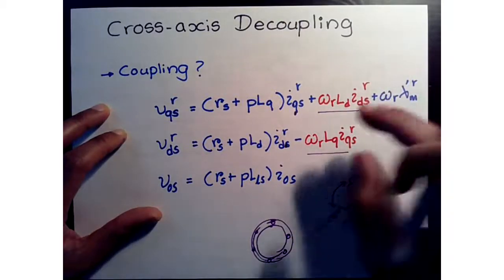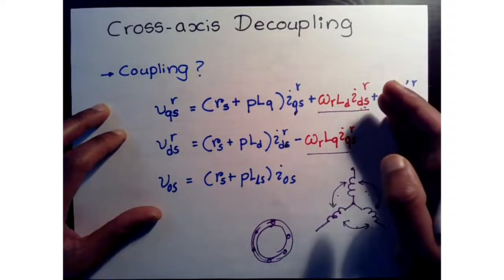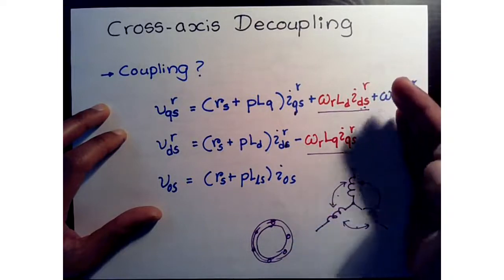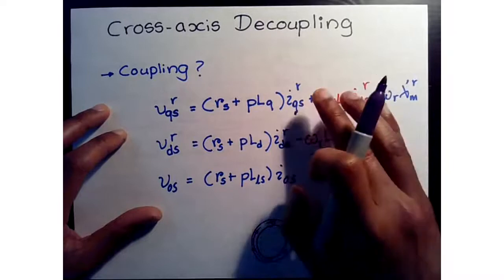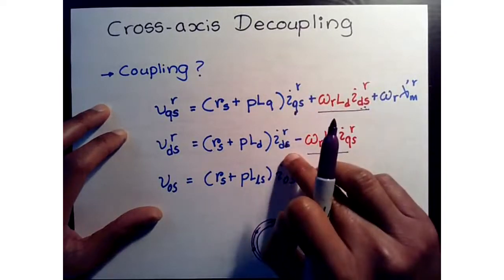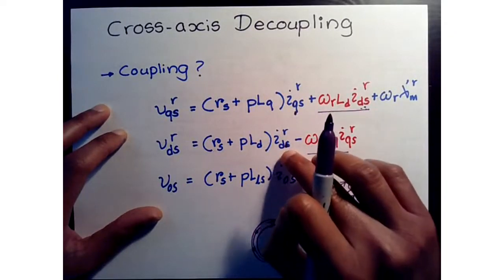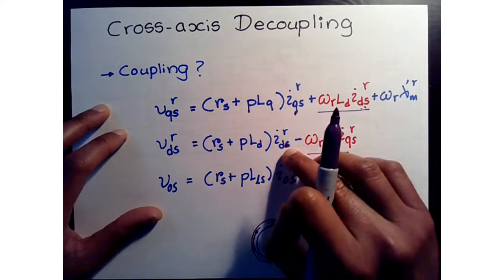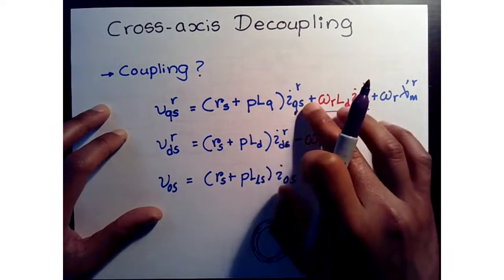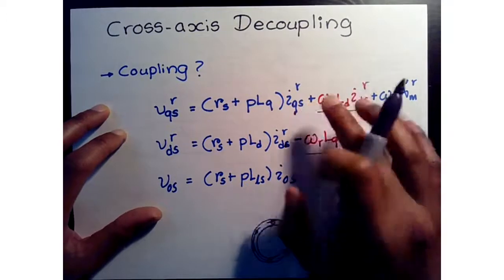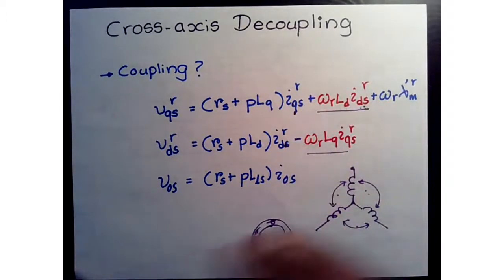Okay, so that way, if you change your Q axis, if you apply a step preference or step change to your Q axis, it's not going to influence your D axis. And if you apply a D axis change, it's not going to influence your Q axis. Okay, so that was the goal.